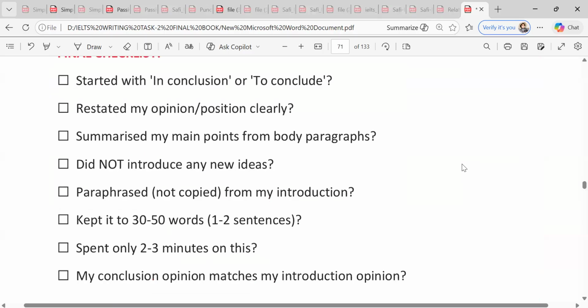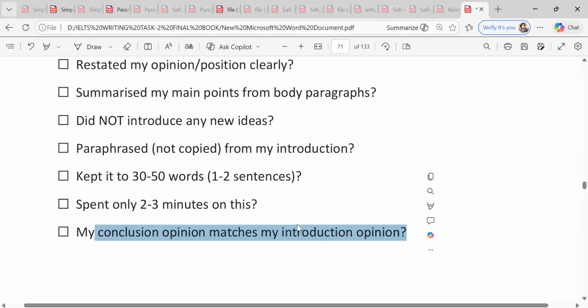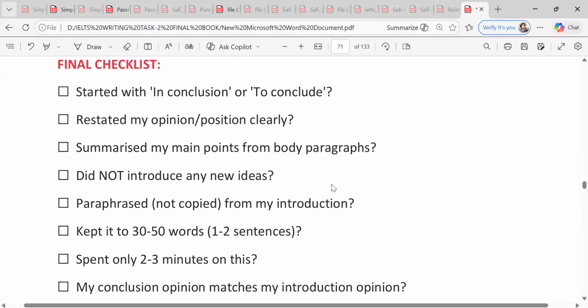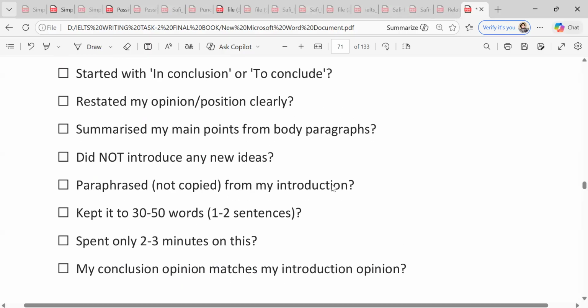Final checklist you should know about. You start with in conclusion or to conclude, restate your opinion, summarize the points of the main body paragraphs, do not introduce any new idea, paraphrase the topic, not copy it, and keep it short, only two sentences, 30 words. And my conclusion opinion matches my introduction opinion. If in the introduction you disagree and in the conclusion you agree, that's totally wrong. This is how we conclude.